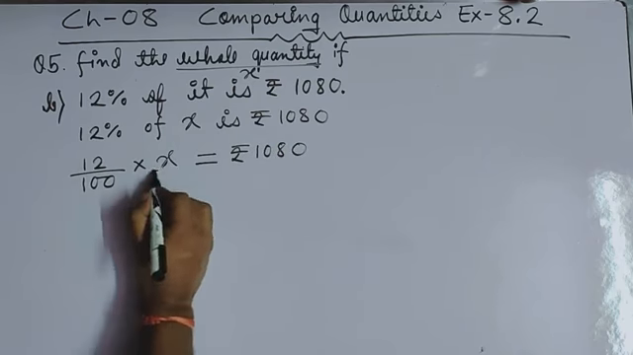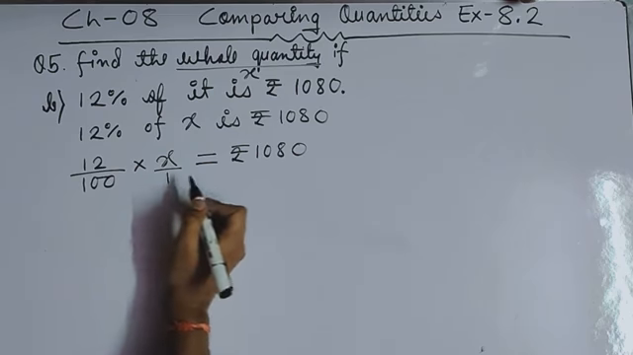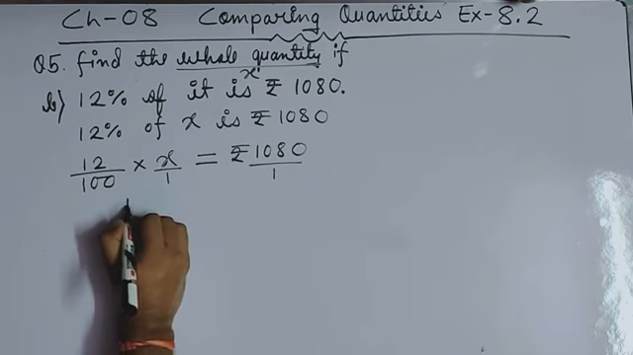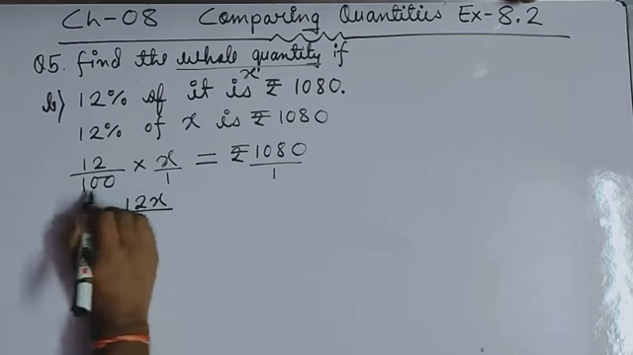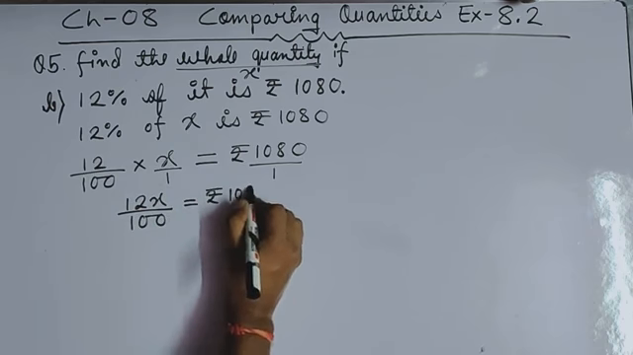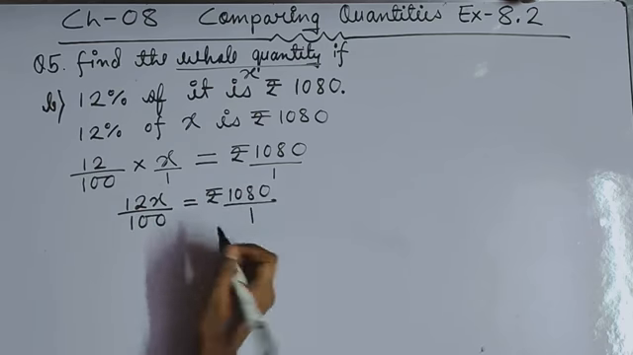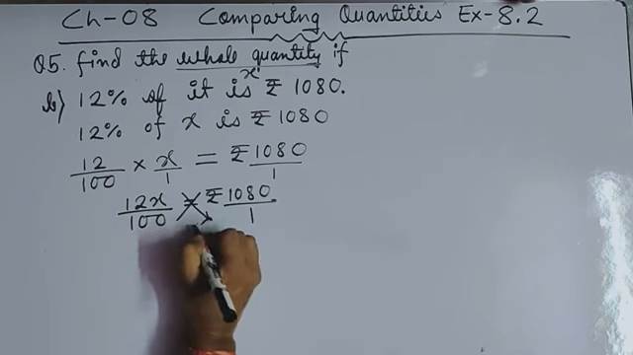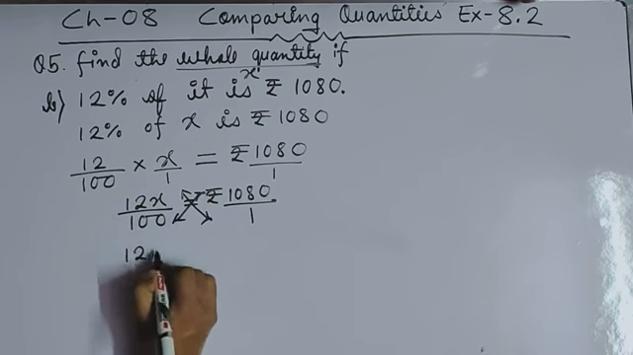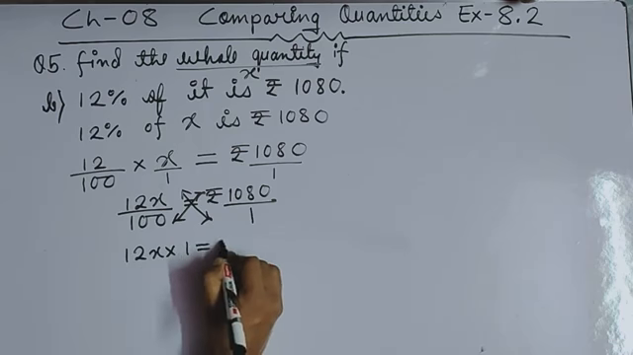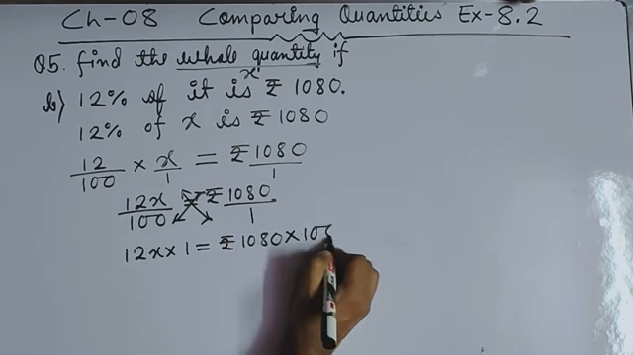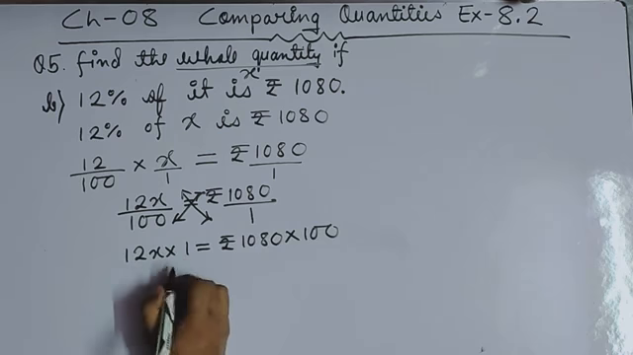1080. So now nothing is there below this X, so we will write 1, and again here 1080, in the denominator what will go? 1. 12 multiply X gives you 12x, and 100 multiply 1 is 100, equals to rupees 1080 upon 1. Now what will we do? We will cross multiply. So this will be 12x multiply this 1, and this 1080, that is 1080 multiply 100. So 12x multiply 1 is 12x only.